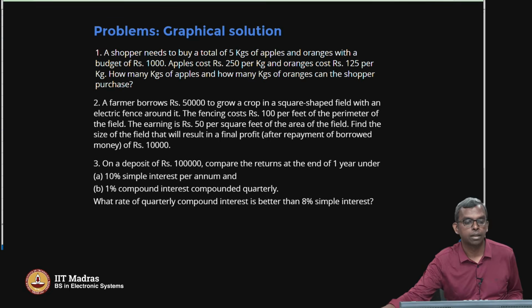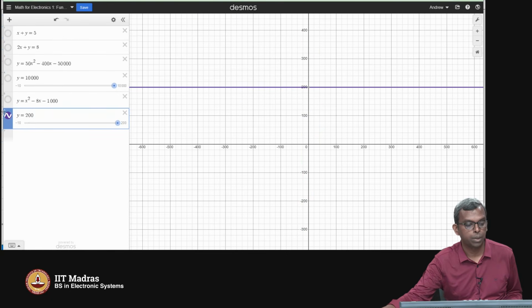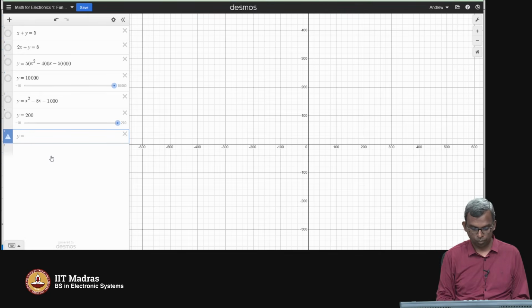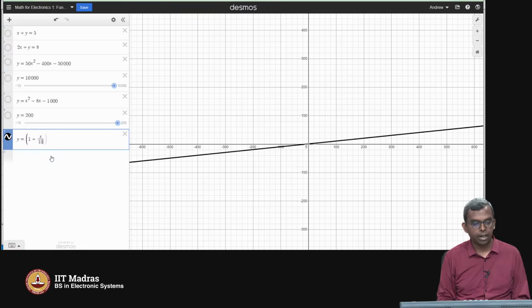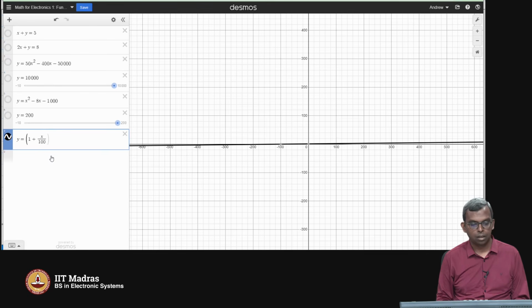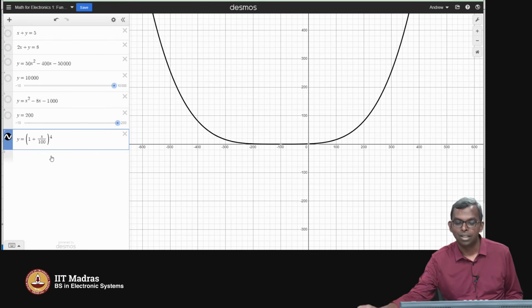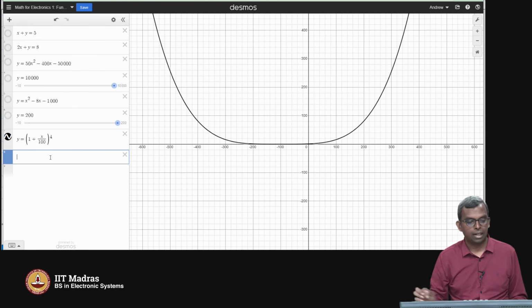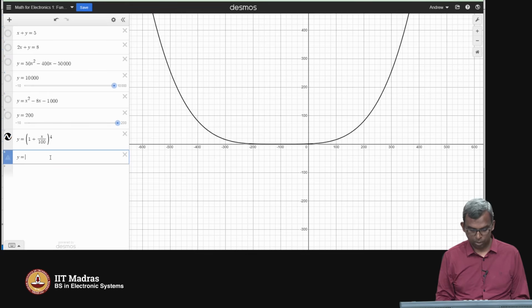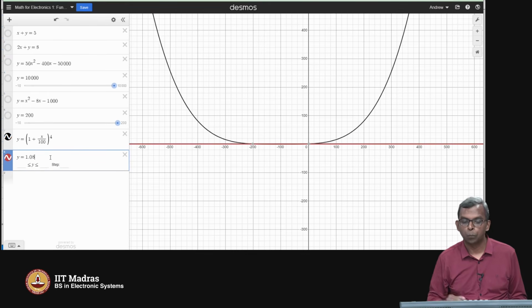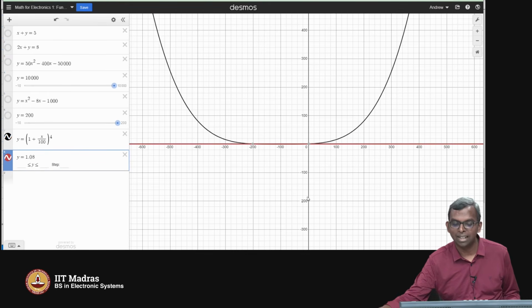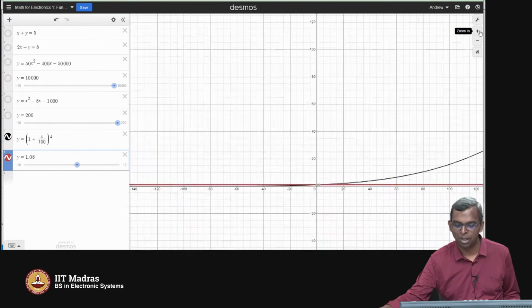Let's go to our Desmos. We probably don't need these two. 1 plus x by 100, raised to the power 4. Okay, so that's the graph that you get here, and then y equals 1.08. Okay, notice once again we are getting some sort of a scale issue, right? At this scale it looks like everything is 0 or something. So once again you have to zoom in.